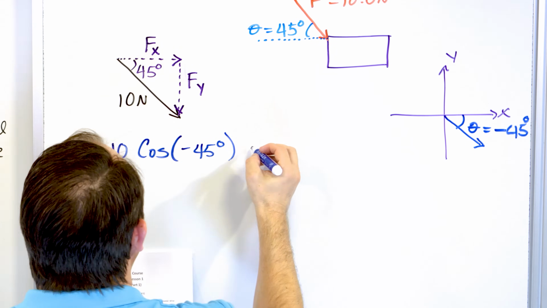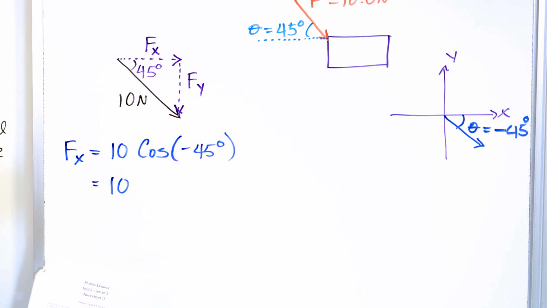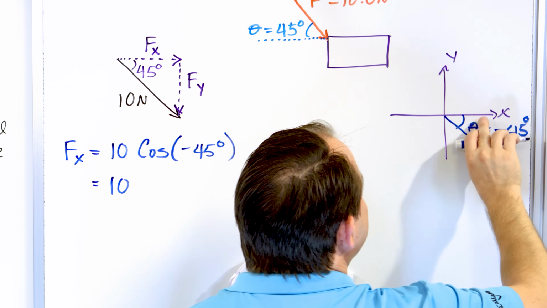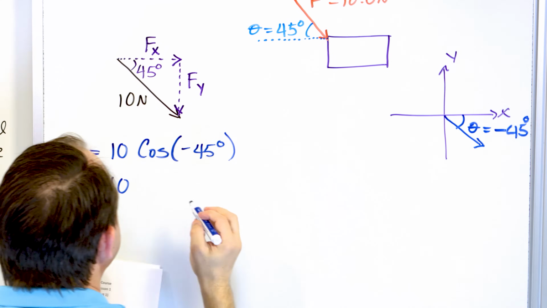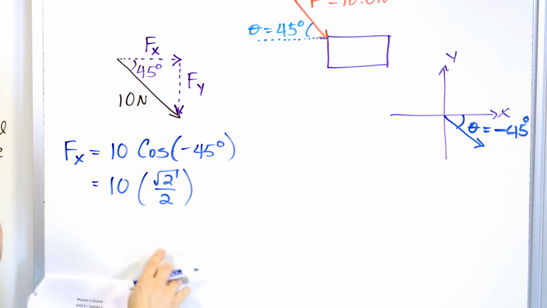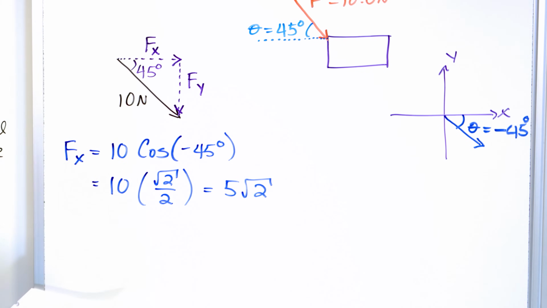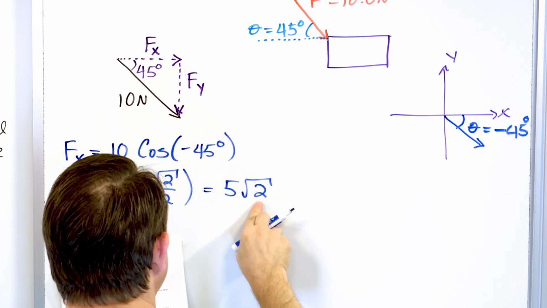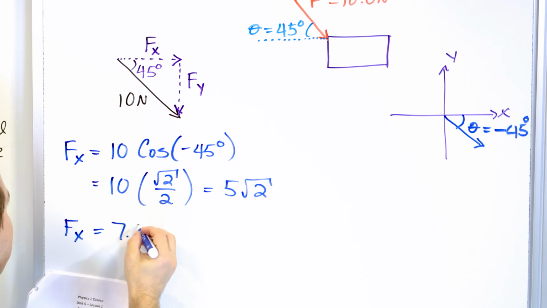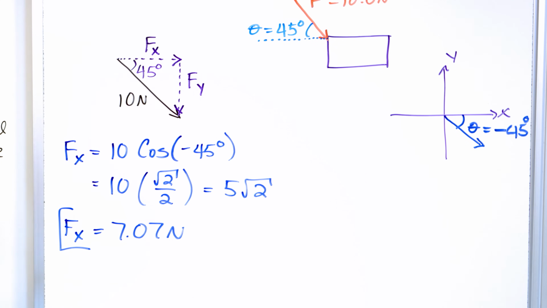All right? And so what you get here is 10, and what's the cosine of negative 45 degrees? If you think about the unit circle, the cosine is the projection onto the x-axis, so you still get a positive square root of 2 over 2. And 10 divided by 2 is 5, so what you get is 5 times the square root of 2. And if you take 5 and multiply it by the square root of 2 in the calculator, you get f sub x, 7.07 newtons. So this is the x component, 7.07 newtons.